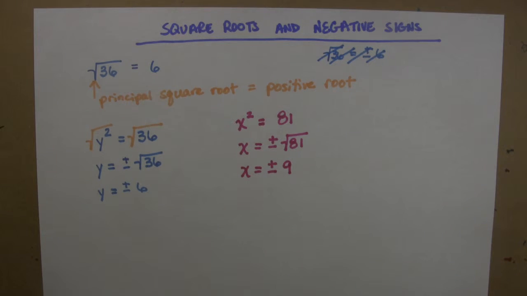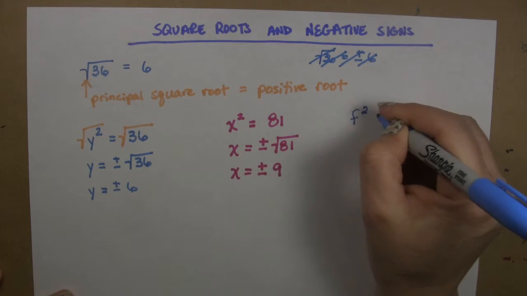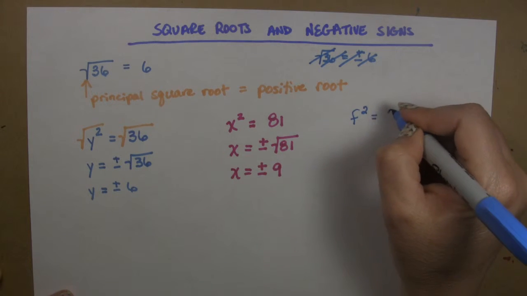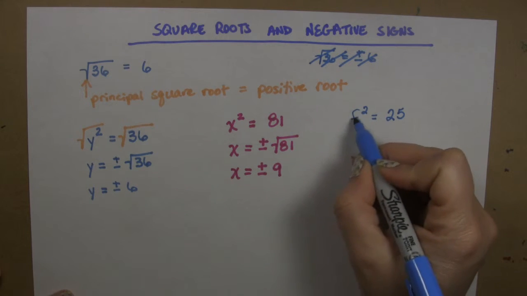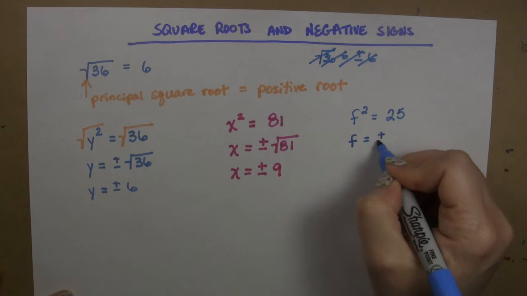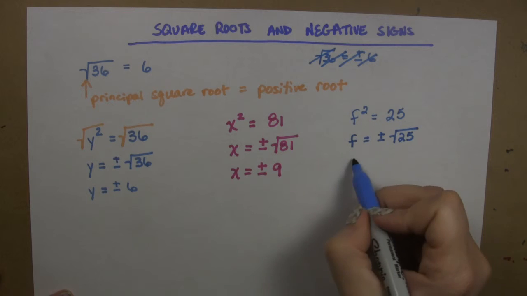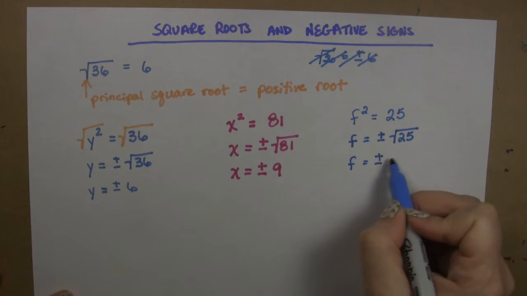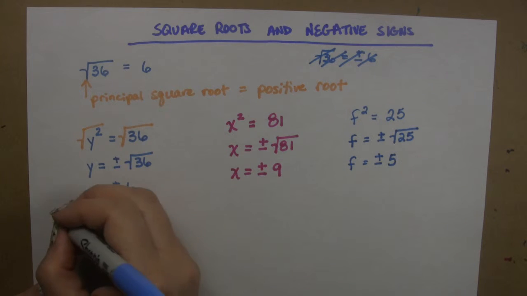Let's do one more example. What if I said that f squared equals 25? So my next step would be to take the square root of this side, so that's f equals plus or minus the square root of this side. So f equals plus or minus 5. All of that is correct.